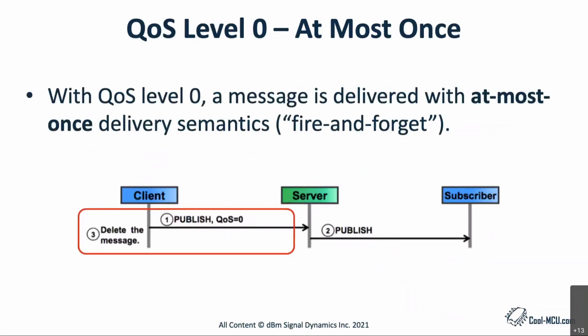Here we see the publish message sequence for QoS 0 delivery assurance. The publishing client, who is the sender, sends the message, then immediately deletes it. QoS 0 relies on the transport capability of the underlying network, which in our case is TCP, to reliably deliver the message.